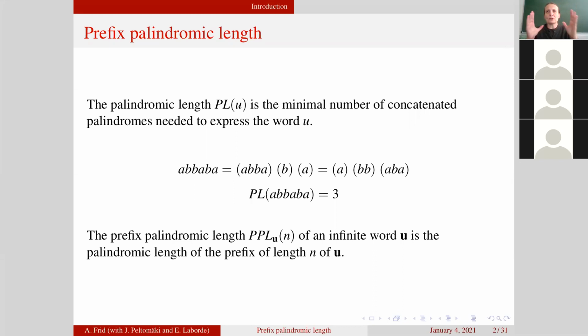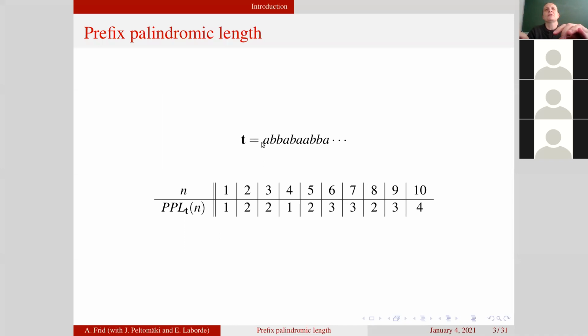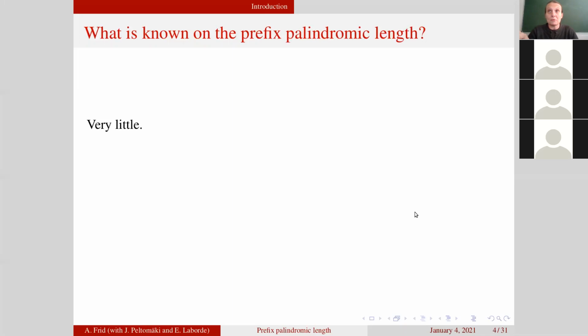Of course we can consider the palindromic length of every factor, and sometimes it is reasonable to do it, but in many cases it is just easier to consider one sequence which depends only on n, and we take a prefix of a word. So for example, if you take this word, which is suspected to be the Thue-Morse word, then the prefix palindromic length starts like this. And we see that it is growing; for length 10, it is already 4, but it is not clear how it behaves. So in general, we know very little about this function.